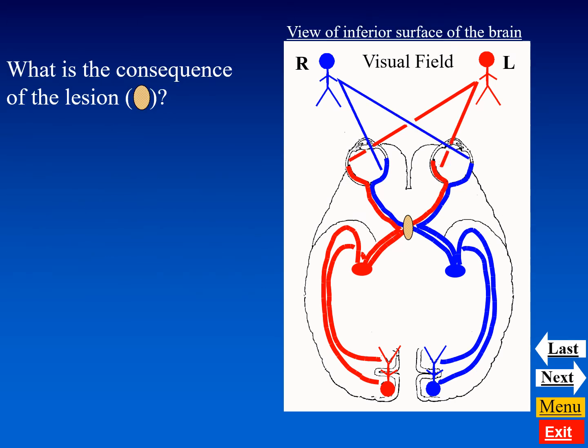The second case we have here is a lesion in the area of the optic chiasm. Such a lesion could be due to a tumorous growth of the pituitary gland or the stalk of the pituitary gland that would impact the optic chiasm initially. So what would be the consequence of this?